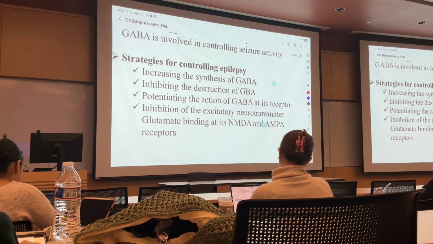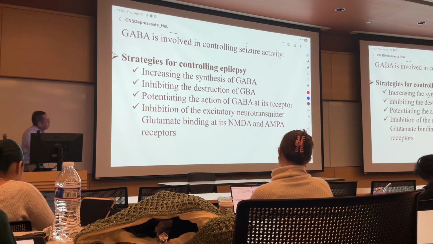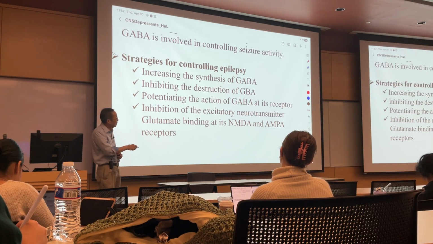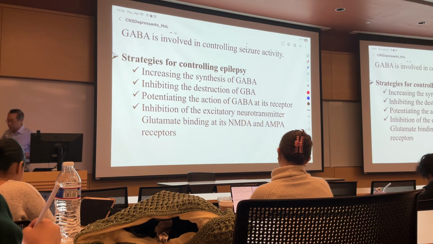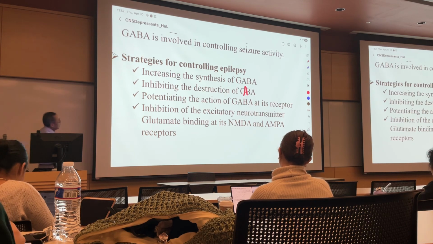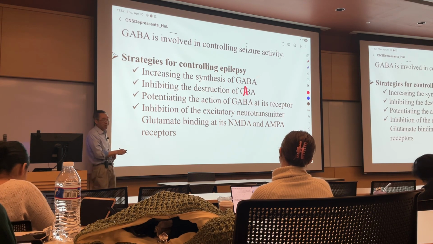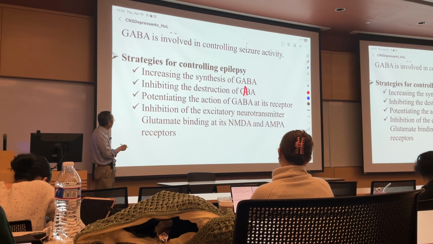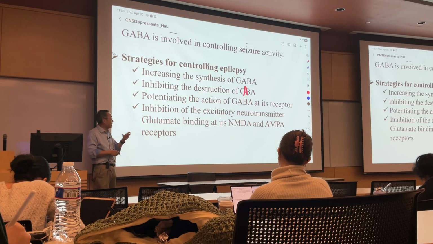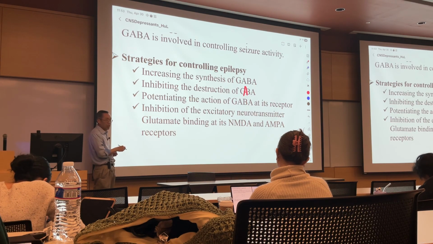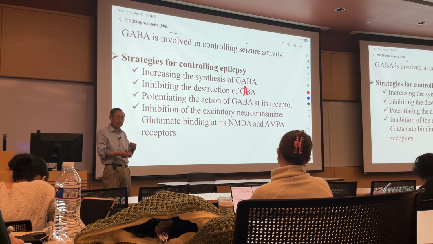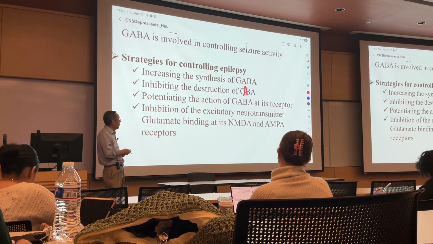So the strategy in controlling the seizures is, one, to increase CNS inhibition, right? That means you increase GABA. So in GBA here, that should be GABA, add an A here, okay? You can increase the synthesis of GABA, so you have more of the inhibitory neurotransmitter, or you decrease the destruction of GABA, so that means you can have more in the synapse. And you can also potentiate the action of GABA at its receptors, like barbiturates and also the benzodiazepines.